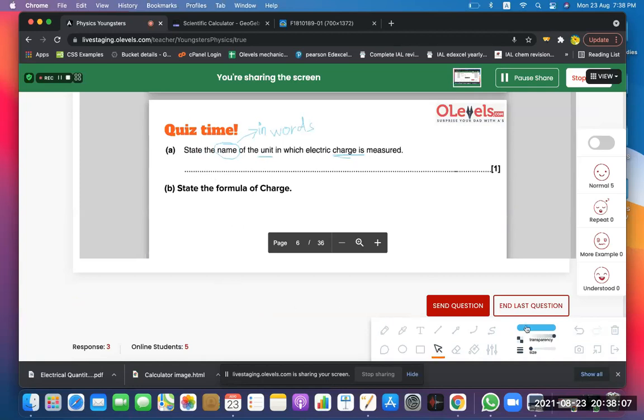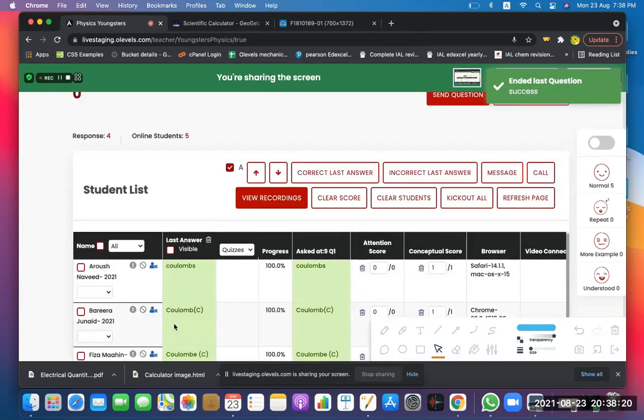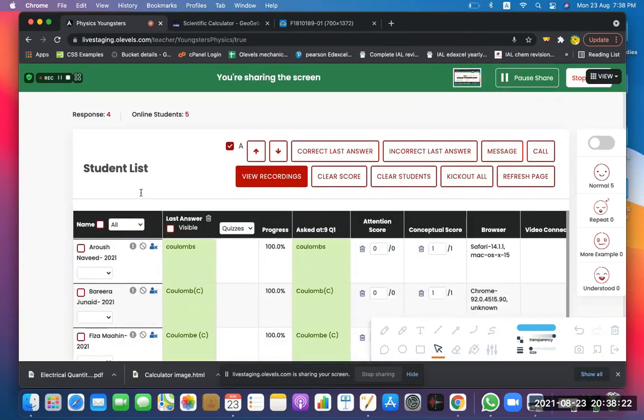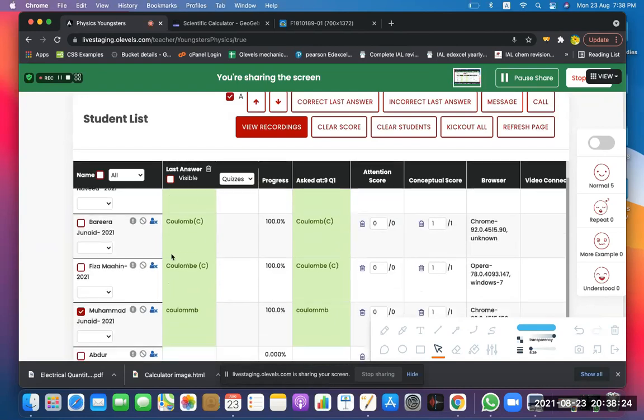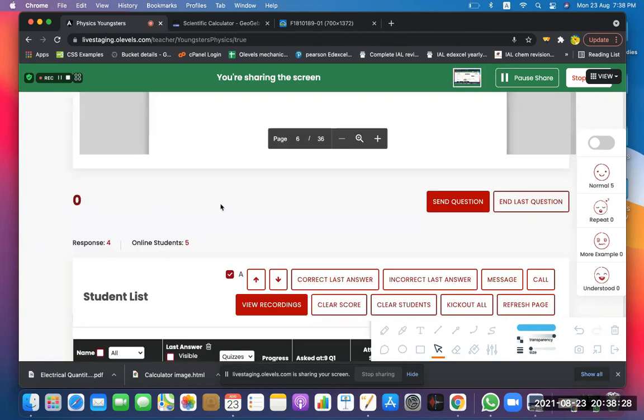Now let me check who has answered. I'm ending the question now because the timer has ended. Now let's see what you have answered. Very good, everyone. Coulombs. Coulombs is the unit of electric charge. Keep it up.